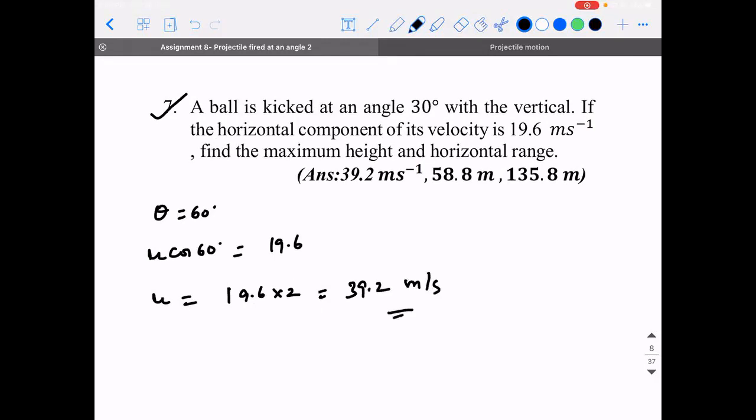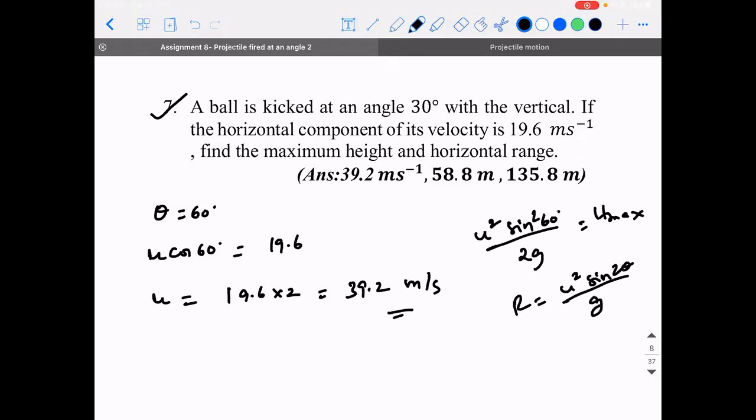Now they are asking the maximum height. The formula is there already. u square sine square 60 divided by 2g is the maximum height. Range is u square sine 2 theta by g. Substitute and you get the answer.